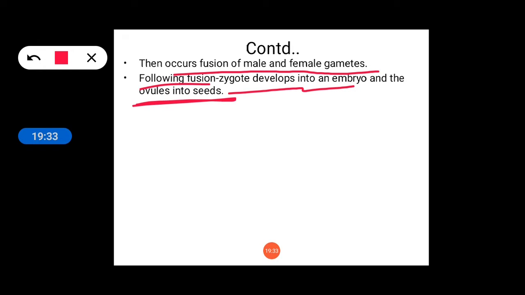So students, this was all about pteridophytes and gymnosperms. There is one class left, that is angiosperms, but this is not included in your syllabus, so I will not go through that class.